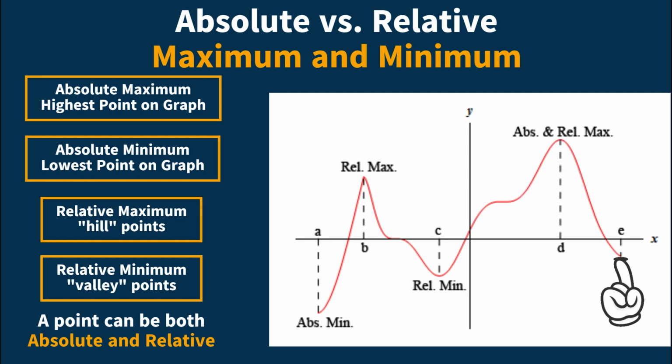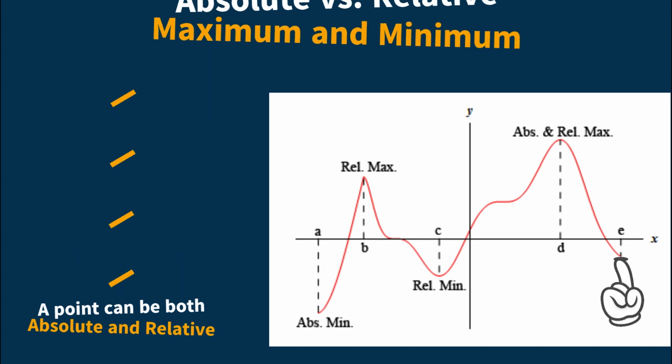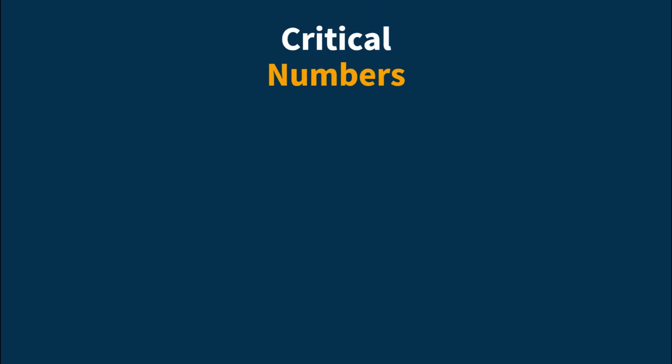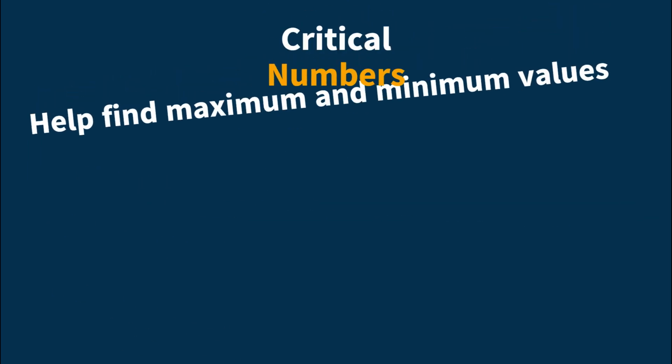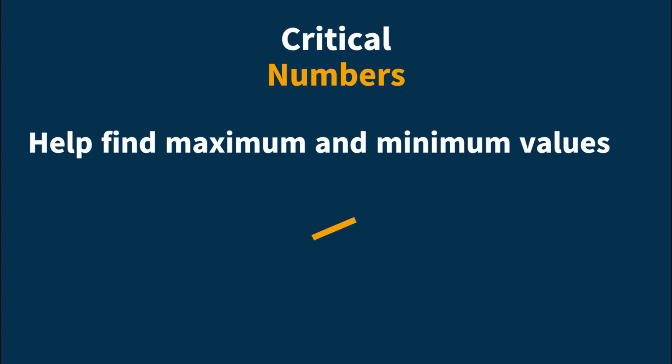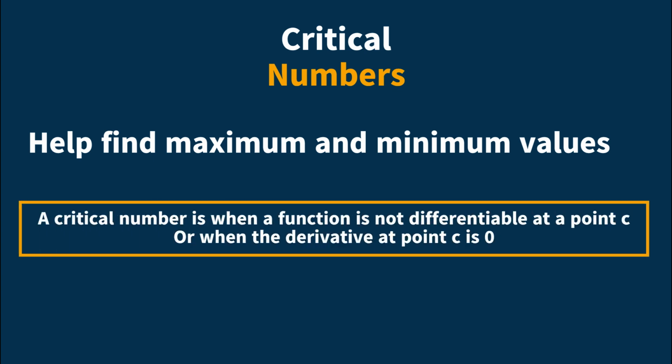Let's look at point E. This is neither a maximum or a minimum, and there is no hill or valley on this interval. Let's briefly go over critical numbers. Critical numbers are going to help us find our maximum and minimum values. A critical number is when a function is not differentiable at a point c, or when the derivative at point c is equal to 0.